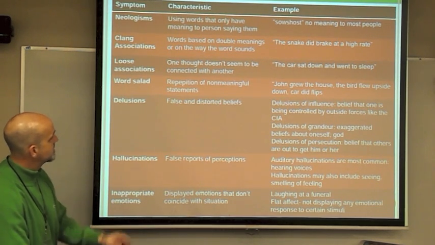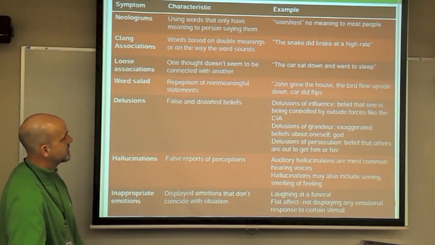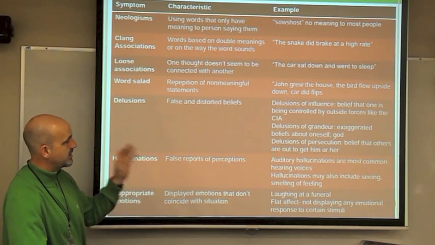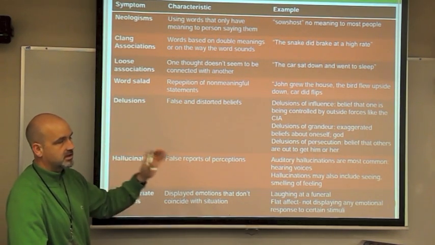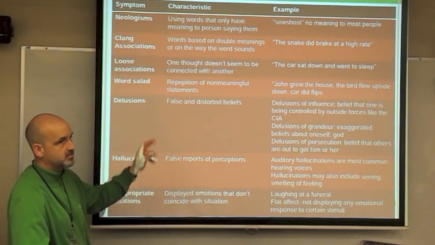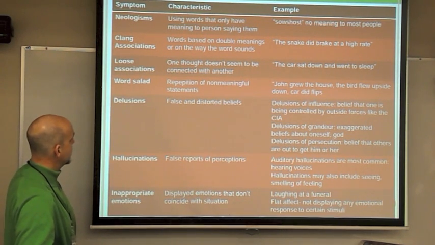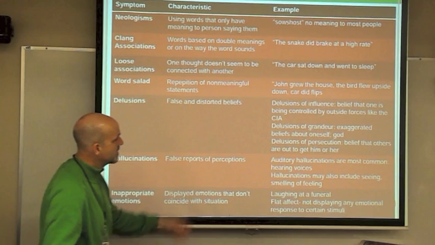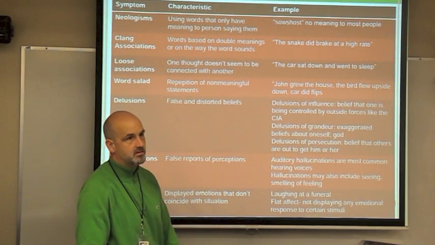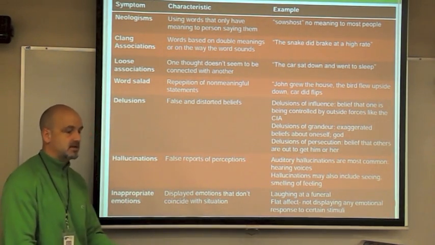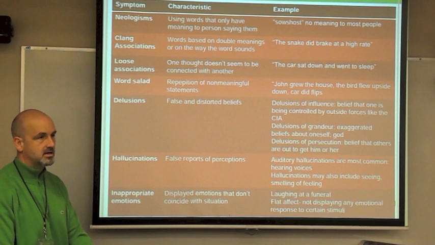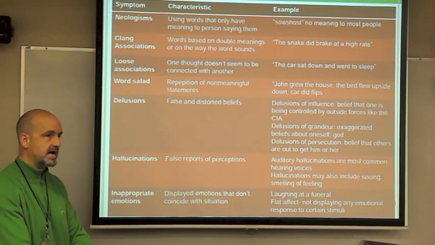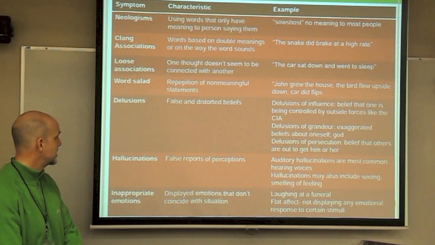Clang associations, they often talk in double meanings. Okay? They will use rhymes. The snake did not break at a high rate. And often when they're talking, it feels like there's a clang to it. There's like a rhythm or some type of association. Loose associations, one thought doesn't seem to be connected with another. The car sat down and went to sleep. Most people would look at that and say, well, what does that mean? To a schizophrenic, that has meaning. But obviously, because they have a split mind, they cannot separate between reality and fictional types of thinking.